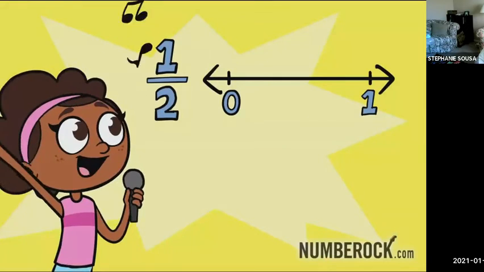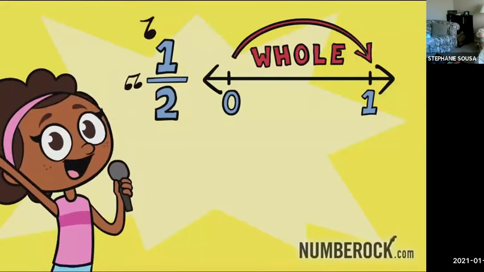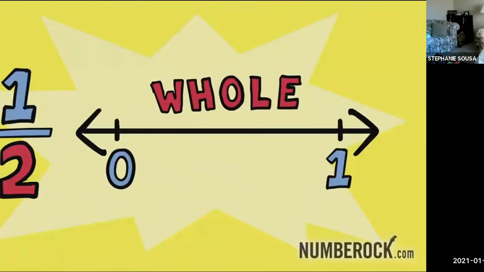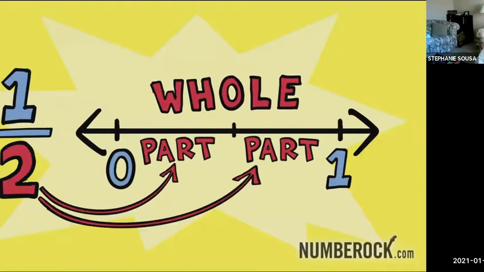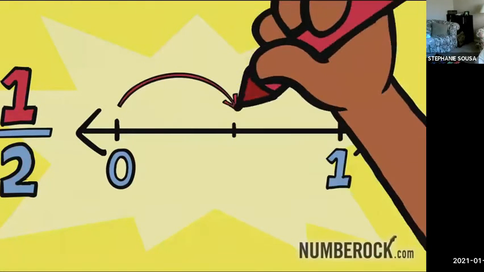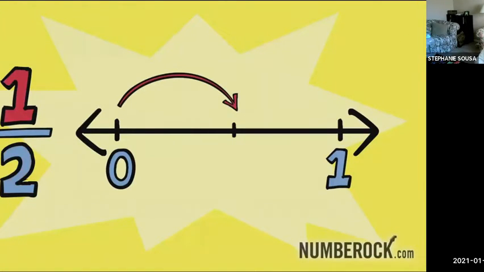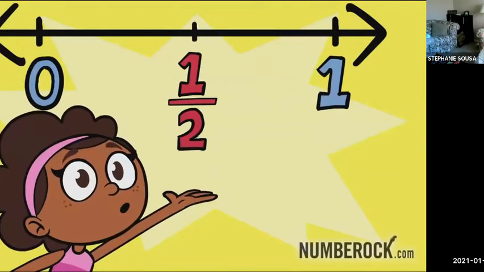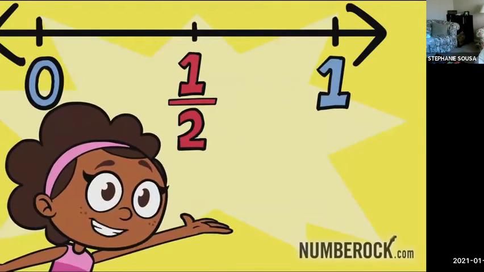0 to 1 is the whole that we split apart. The denominator tells us into how many parts. Make a line that starts from 0 to the first mark. And 1/2 is what you'll find when you get that far.